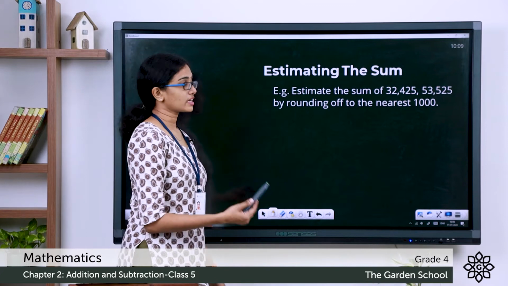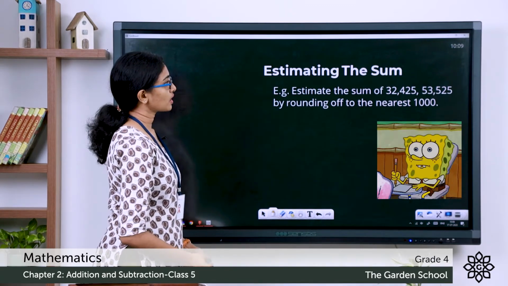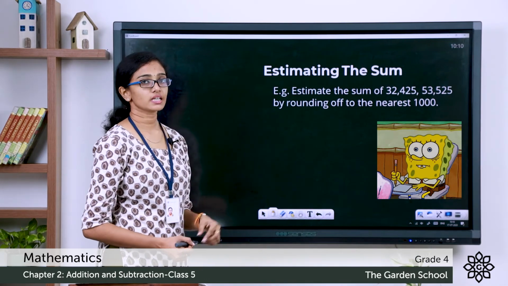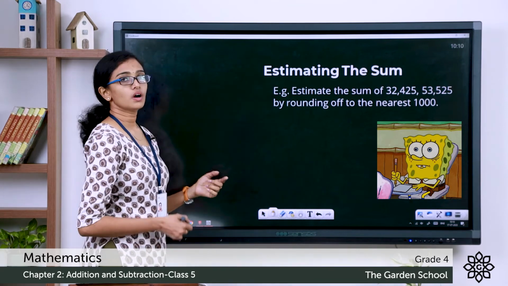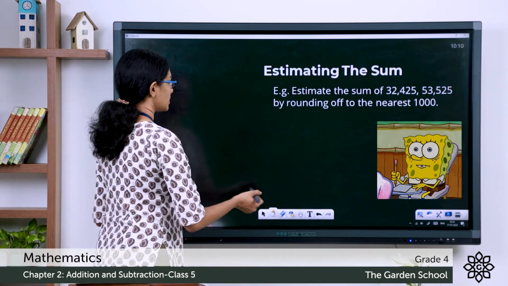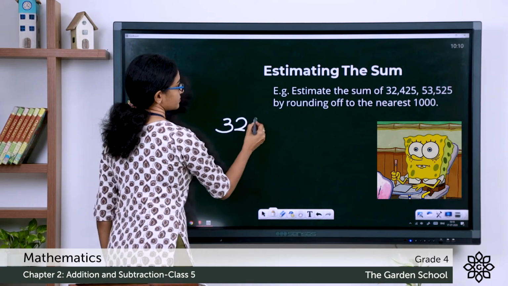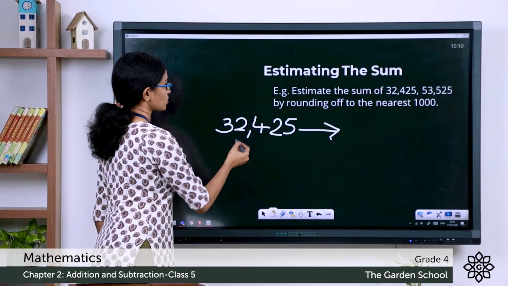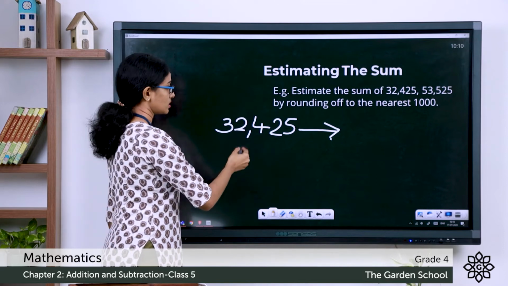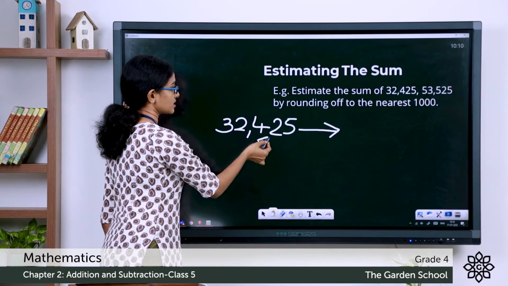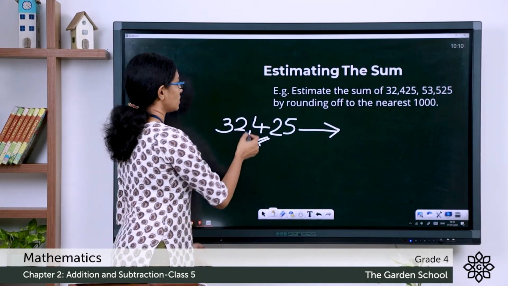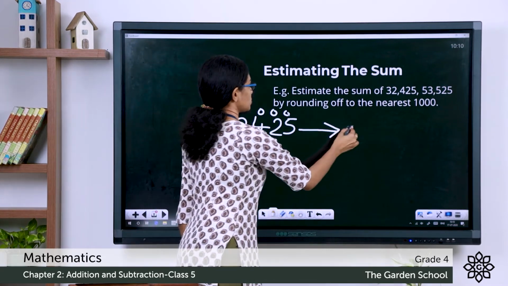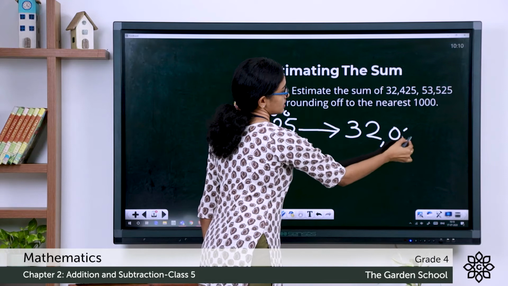Now, let's see one more example. Estimate the sum of 32,425 and 53,525 by rounding off to the nearest 1000. In this case, you are asked to round off the addends to the nearest 1000. So let's do that first. The rounding digit is the thousands digit. The digit to the right of it is the hundreds digit, which is 4, that is less than 5. So let's keep the rounding digit as it is and change the hundreds, tens and ones to zeros. So that will give you 32,000.